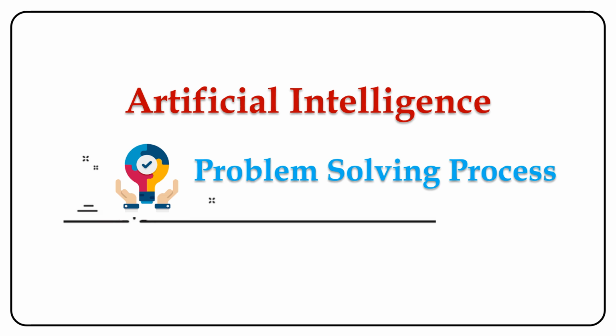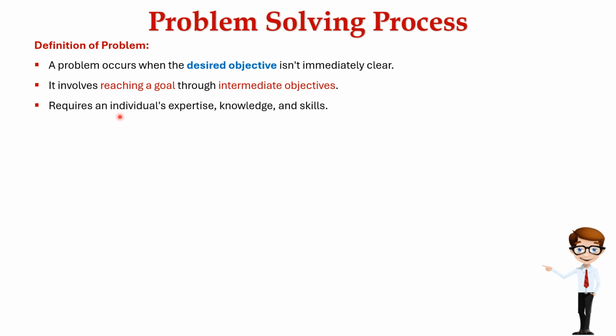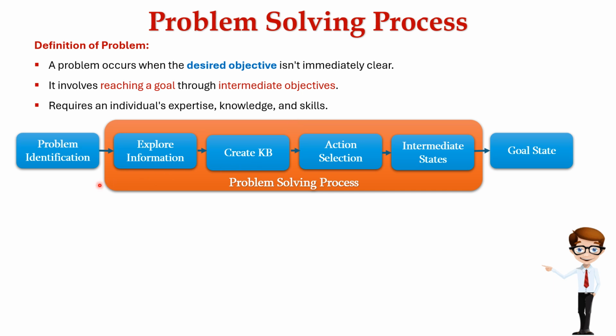In this session, let's learn about the problem solving process. A problem may occur when the desired objective is not immediately clear. It involves reaching a goal through intermediate objectives. It requires an individual's expertise, knowledge, and also some skills. So these are the steps involved in the problem solving process.